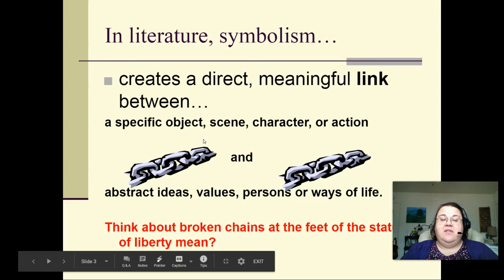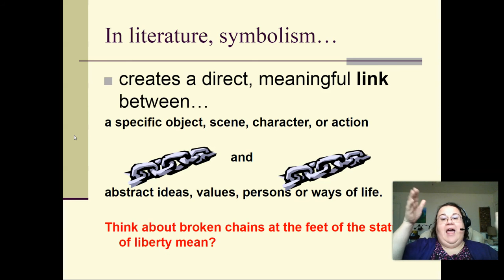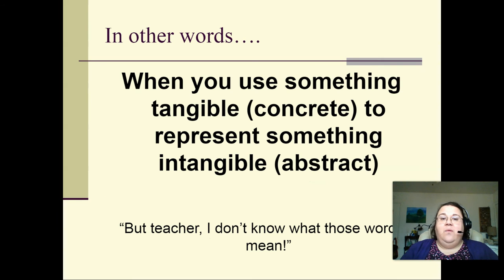Now, this means that a specific object, scene, character, action, or picture takes on an abstract idea, or values, or a person. So the swastika became a symbol of hate instead of a symbol of peace and therefore had to be removed. When you use something tangible, concrete, that you can touch, to represent something that is intangible, something you cannot touch, for instance, the symbol of the woman blindfolded holding the scales means justice. You can't touch justice. Unless that's a person's name, and that's creepy. Don't touch justice. But these are things that you cannot normally hold in your hand.